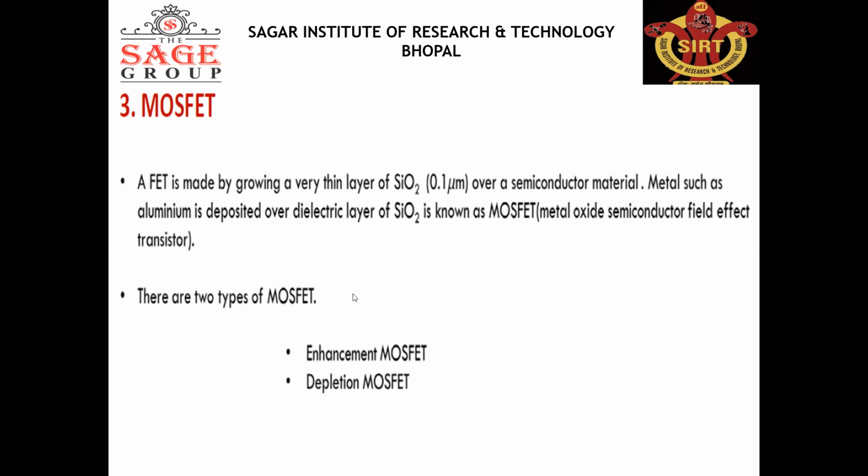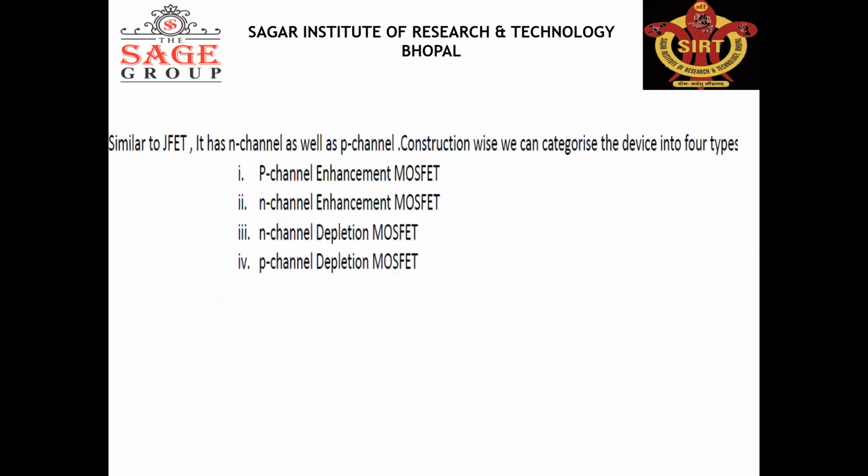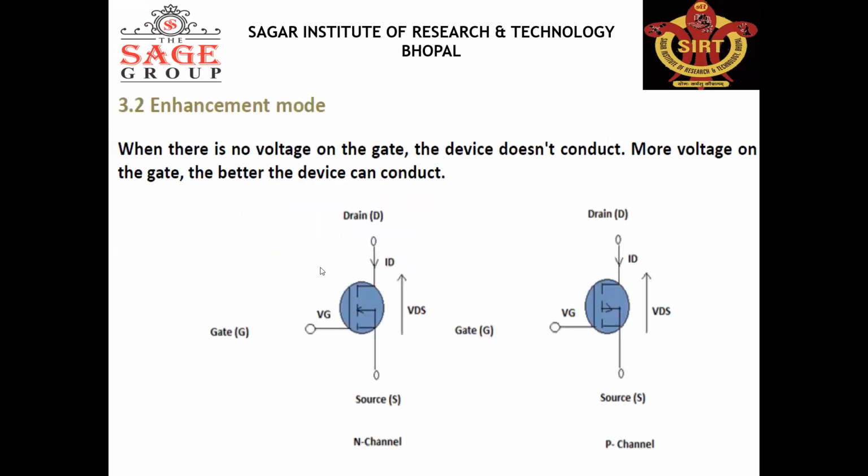There are two types of MOSFET: enhancement type MOSFET and depletion type MOSFET. The enhancement type MOSFET can further be divided into two parts, N-channel enhancement MOSFET and P-channel enhancement MOSFET, and the depletion type MOSFET can further be divided into N-channel depletion MOSFET and P-channel depletion MOSFET. So these are the groups of MOSFET, and here we will look at the enhancement mode MOSFET.